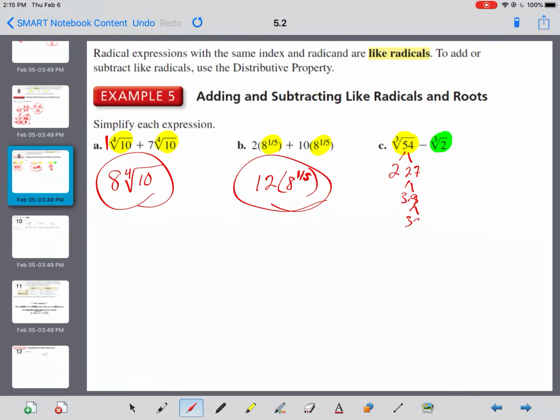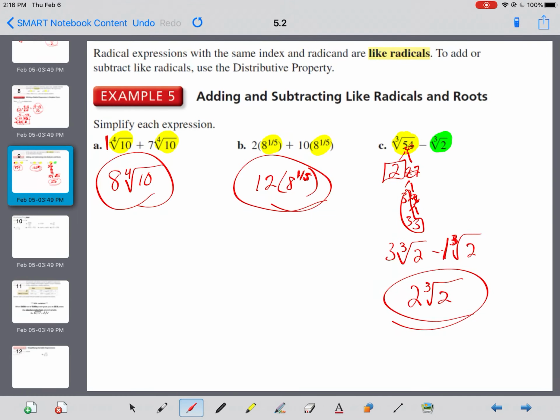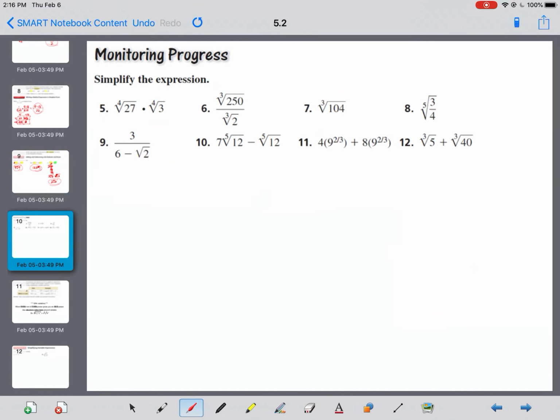3 times 9, 3 times 3, we got 3 3s, so we've got 3 cube roots of 2, that one stayed in, minus cube roots of 2. Technically that's 1 cube root of 2. 3 minus 1 is 2 cube roots of 2, and that's as small as she gets.